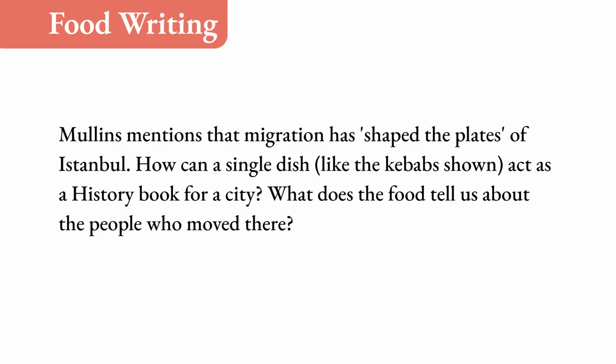So Mullins talks about migration that shaped the plates of Istanbul, right? How can a single dish like kebabs, which is something he's showing from one of the food carts there, act as a history book for a city? What does the food tell us about the people who moved there? So this is the kind of question that when I put it up here, I want you to take a minute. You need to pause this video and you need to write something down.